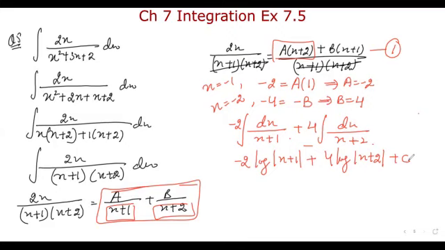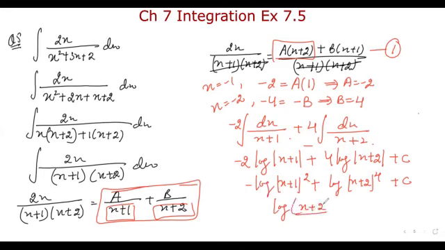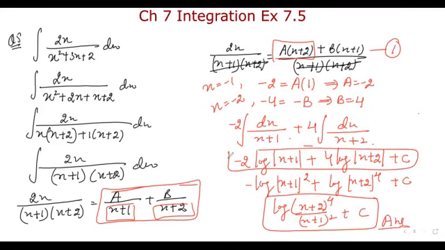Now we can use the property of log. We can take 2 as the power, and similarly here I can take 4 as the power, plus c. Log a minus log b, so this is log of x plus 2 to the power 4 upon x plus 1 squared, plus c. You can write up to here also, otherwise this is your final answer.